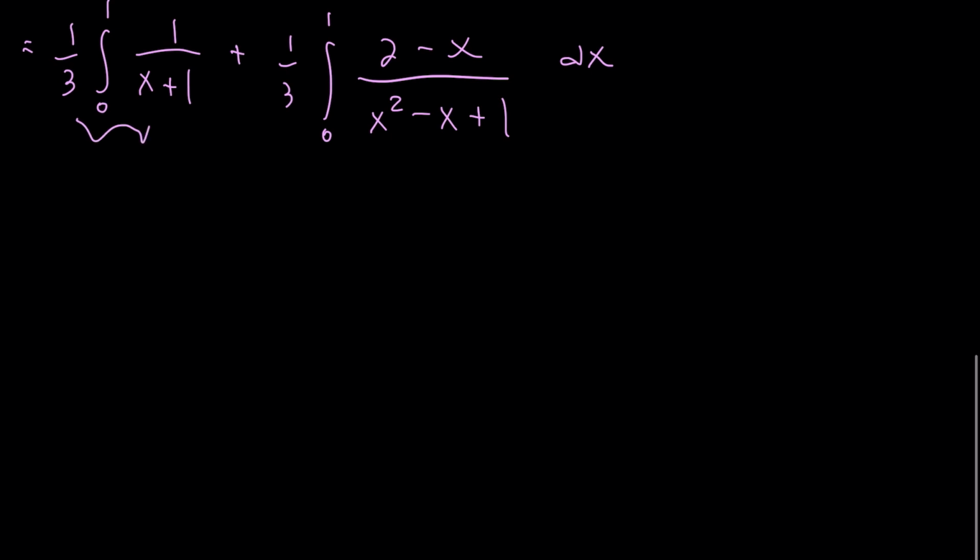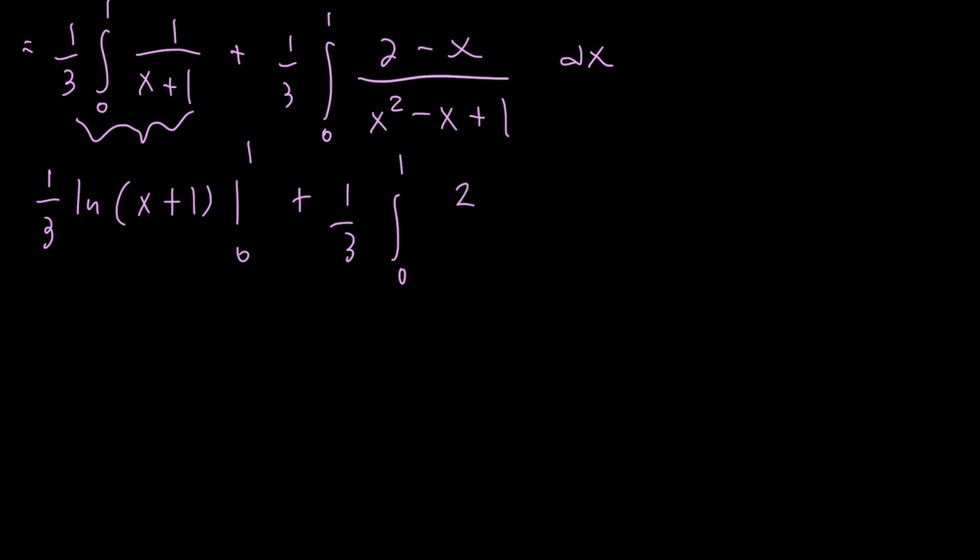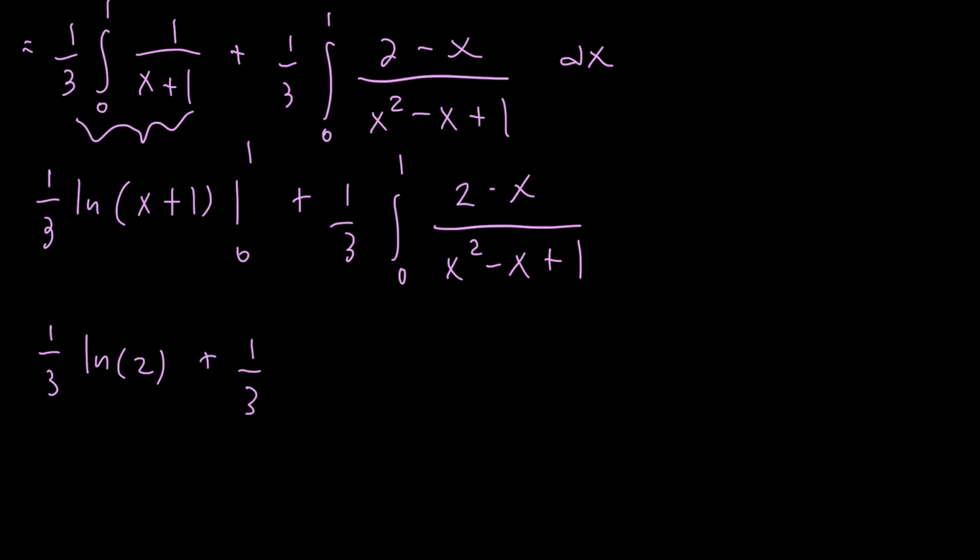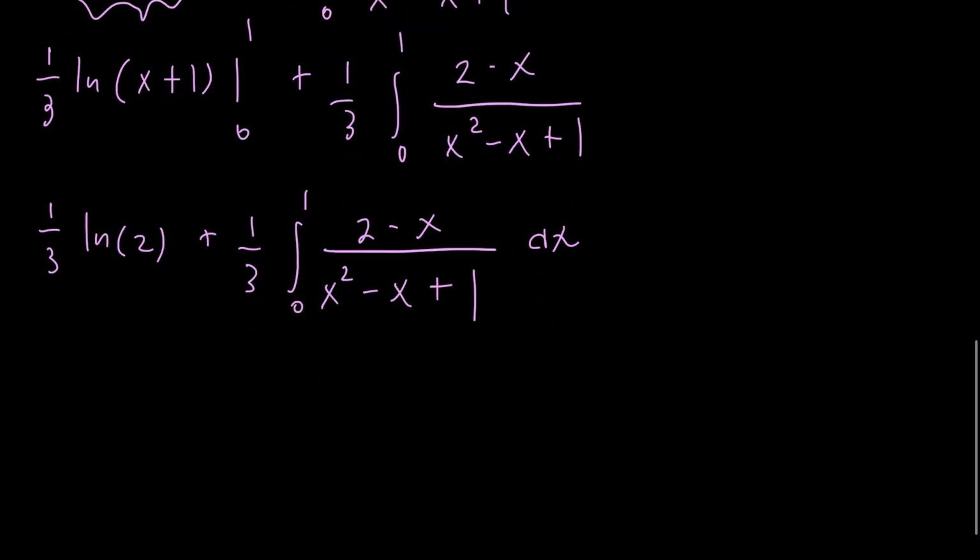And this first integral is quite straightforward. We're just going to have 1/3 natural log of x plus 1 from 0 to 1, plus 1/3 the integral from 0 to 1 of 2 minus x divided by x squared minus x plus 1. And we're going to have 1/3 the natural log of 2 plus 1/3 the integral from 0 to 1 of 2 minus x divided by x squared minus x plus 1 dx.